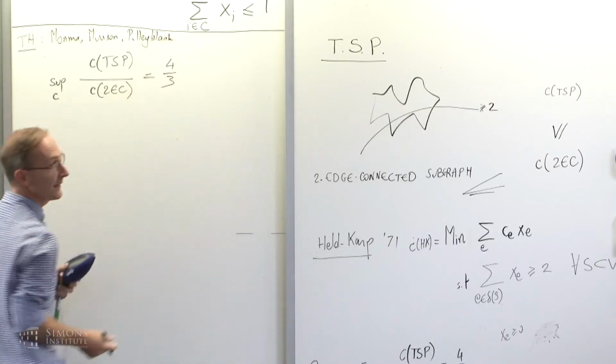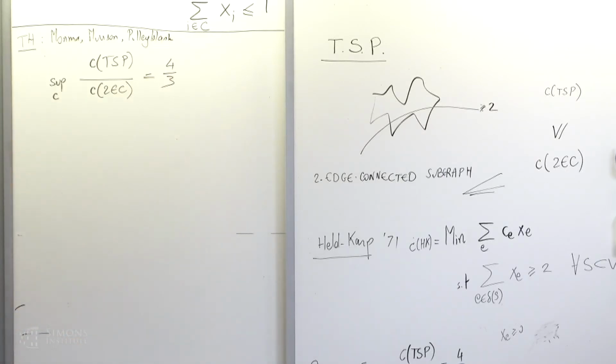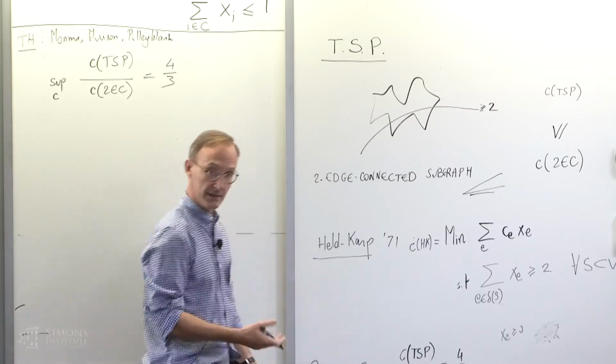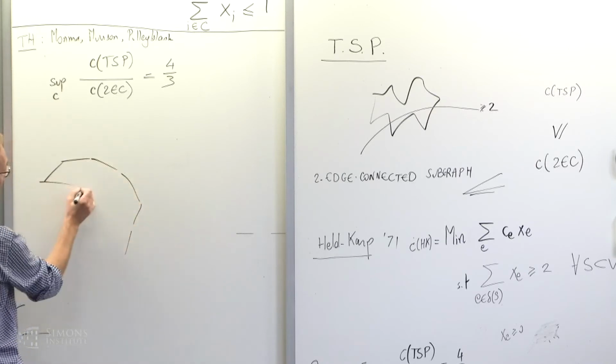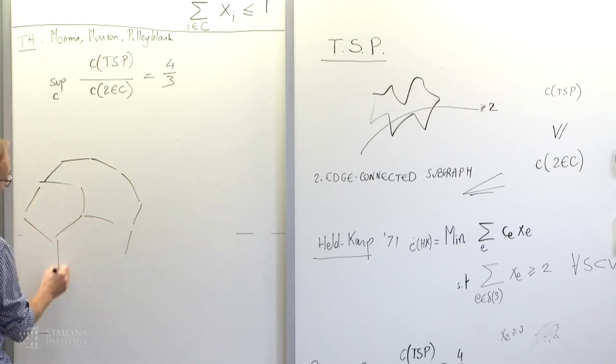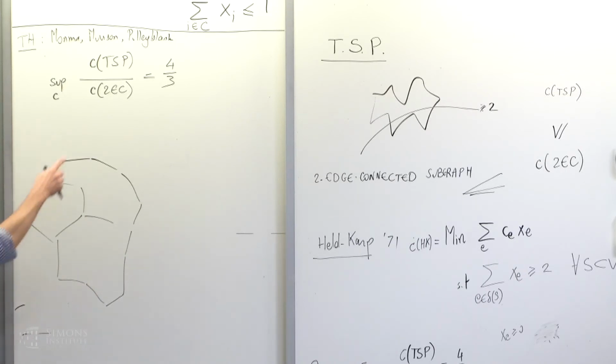And there is a very easy proof if you use this duality for discrete optimization. So what do you need to do? You take the optimum 2-edge connected subgraph, whatever it is, and then you'd like to transform it into a tour.